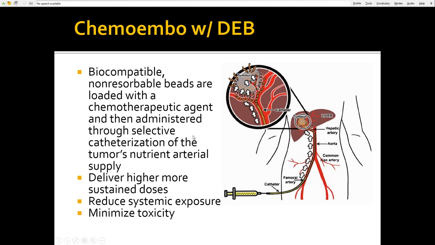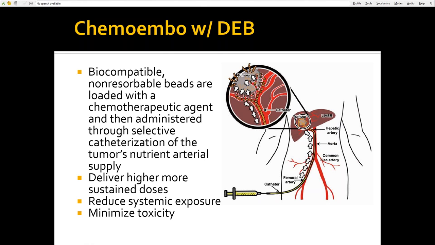Now, one thing I like to use is something called drug-eluting beads. I think it is a cool technology that we use now to treat tumors. Basically, it uses these non-reabsorbable beads, and they're loaded with a chemotherapeutic agent. And then you inject it into the tumor itself, and they lodge into the tumor. And then over time, they start to elute the chemotherapeutic agent. In general, you get a higher, more sustained dose to that particular tumor. You get less washout, and you reduce systemic exposure.